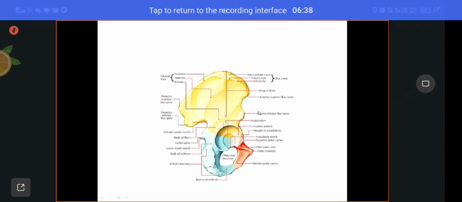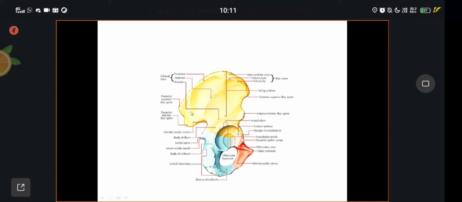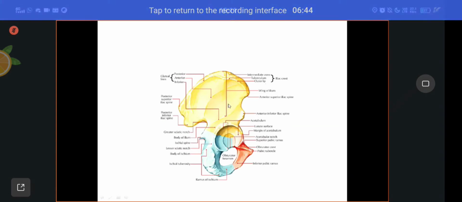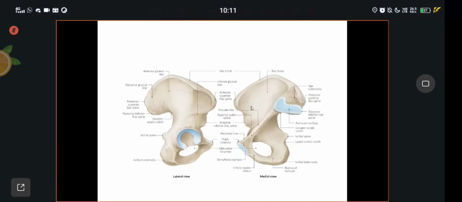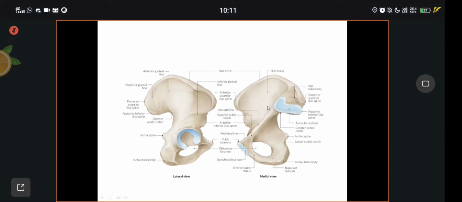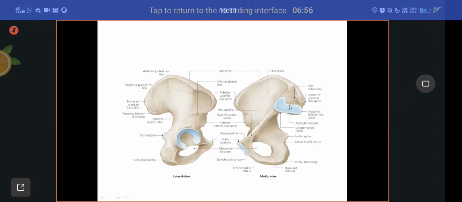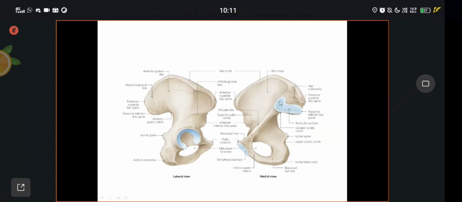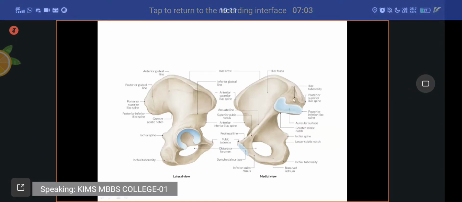And it has three surfaces. This surface is the gluteal surface. This surface is called the iliac fossa. And this is called the sacropelvic surface.